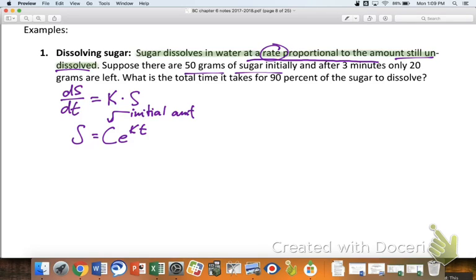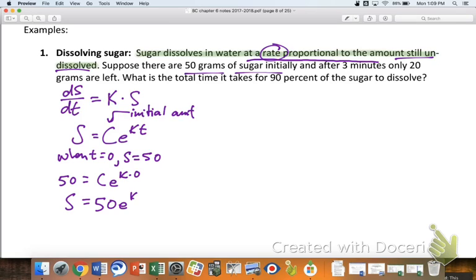You could use the initial condition: when t equals 0, S equals 50, and solve for it. So 50 equals Ce^(k·0). K times 0 is 0, and e^0 is 1, so 50 equals C. You could do it that way. So S equals 50e^(kt). Does anybody have any idea how we could then figure out what the k is?